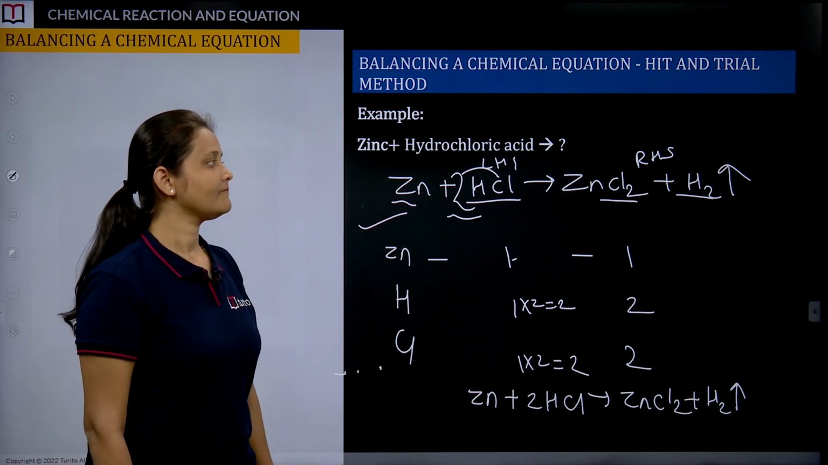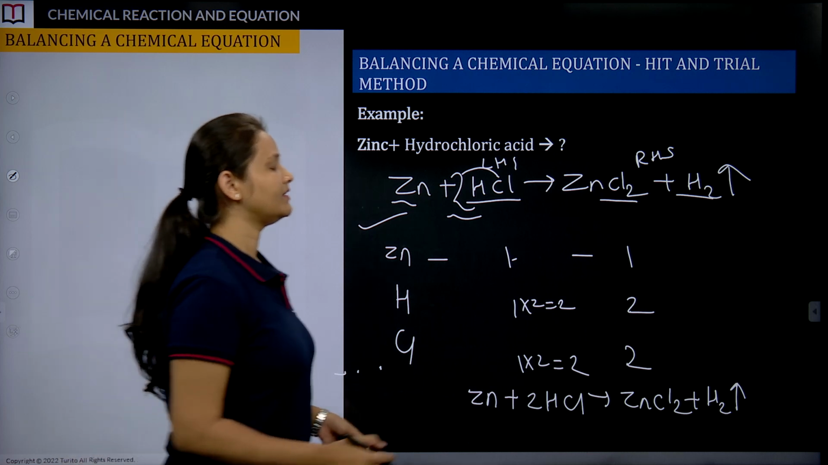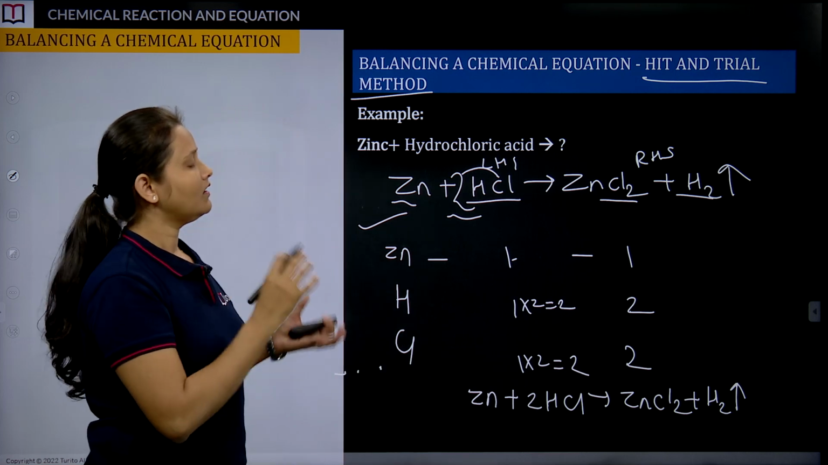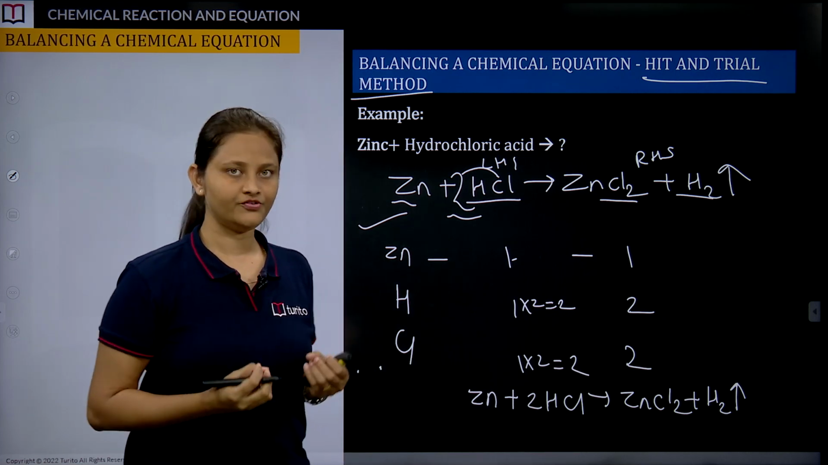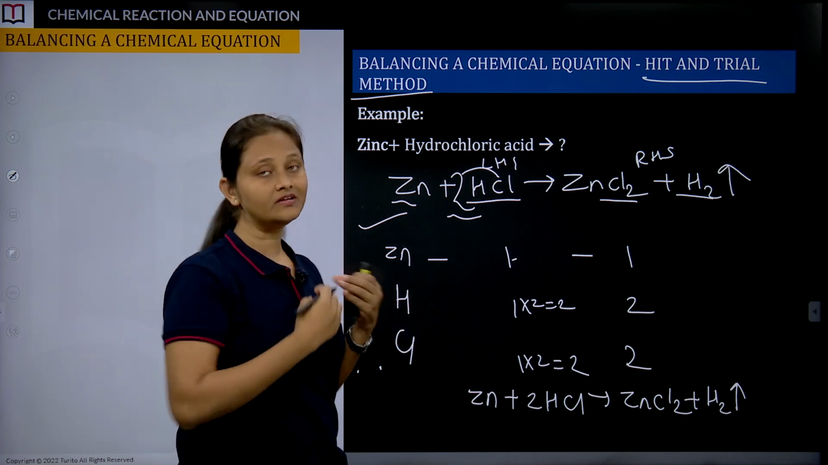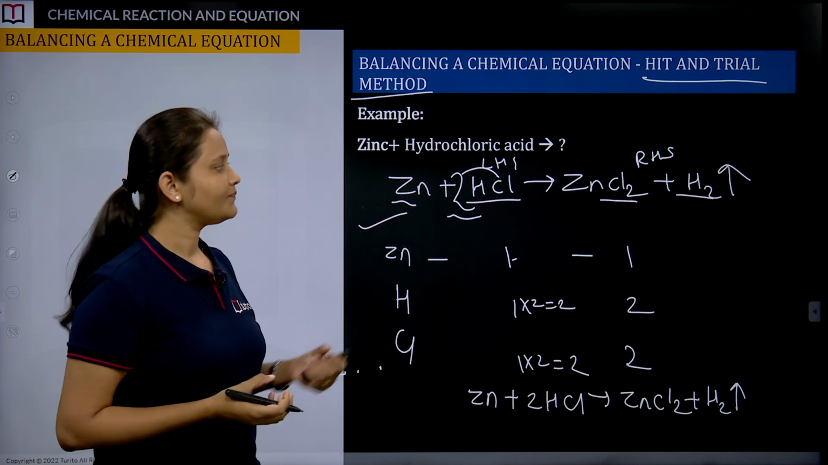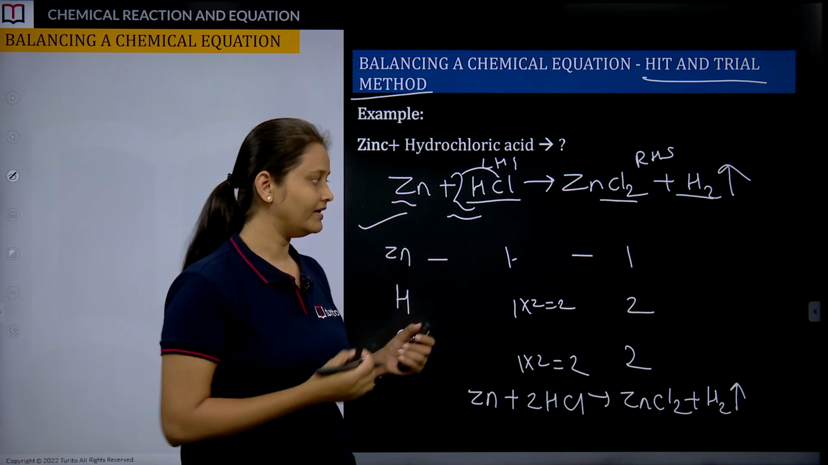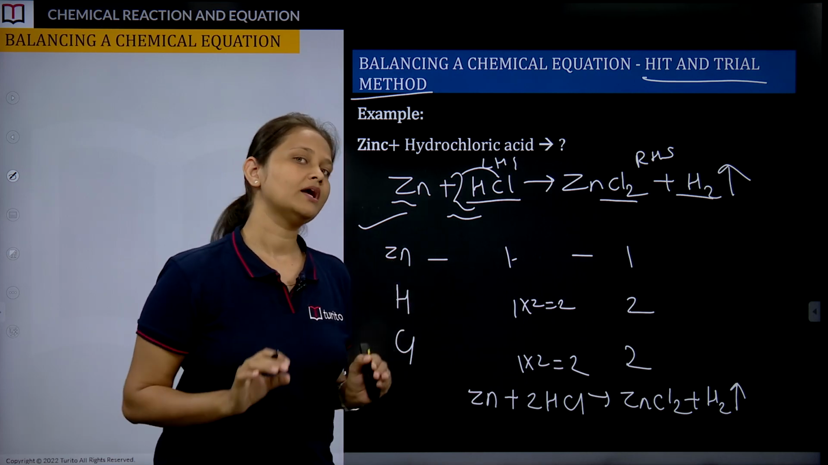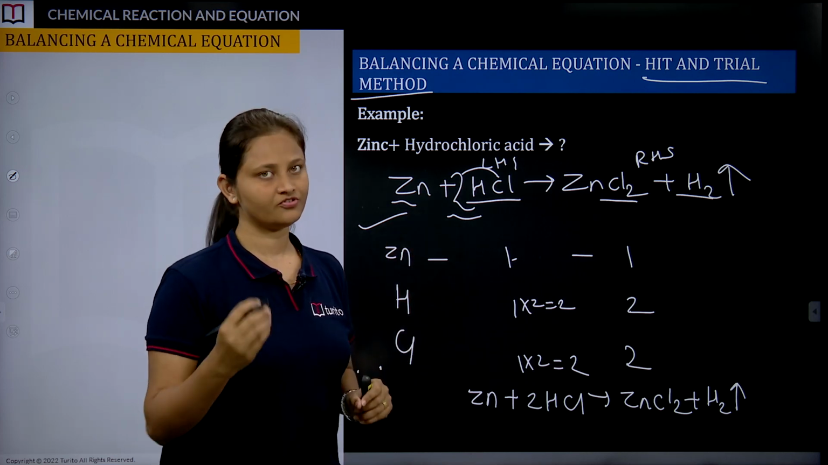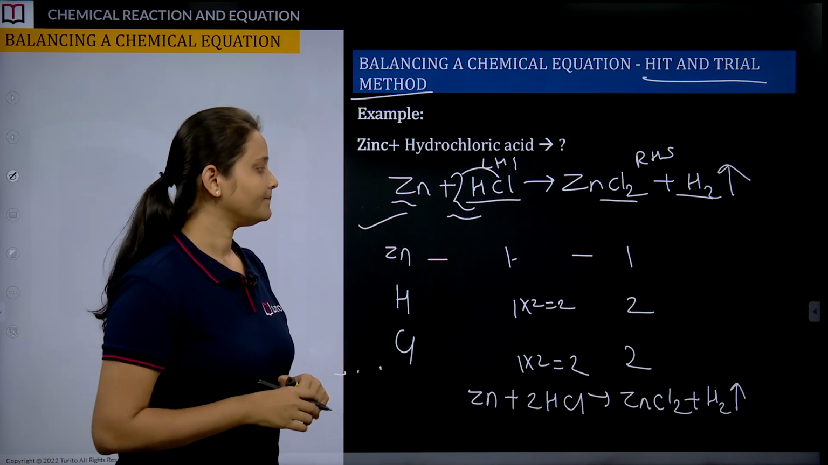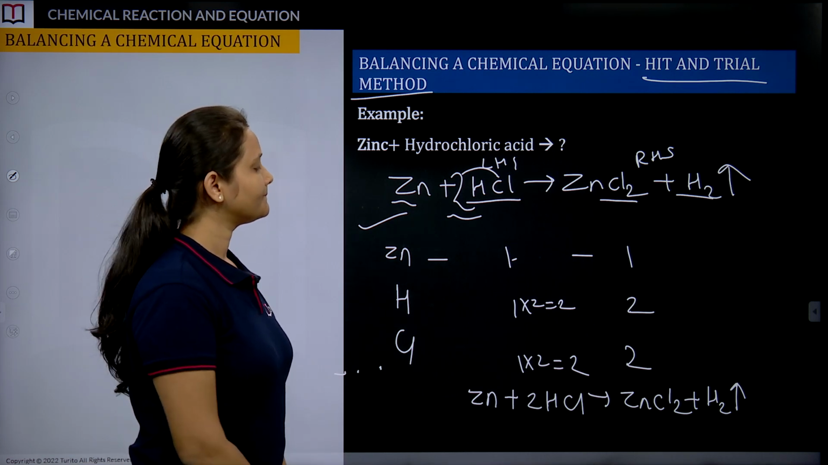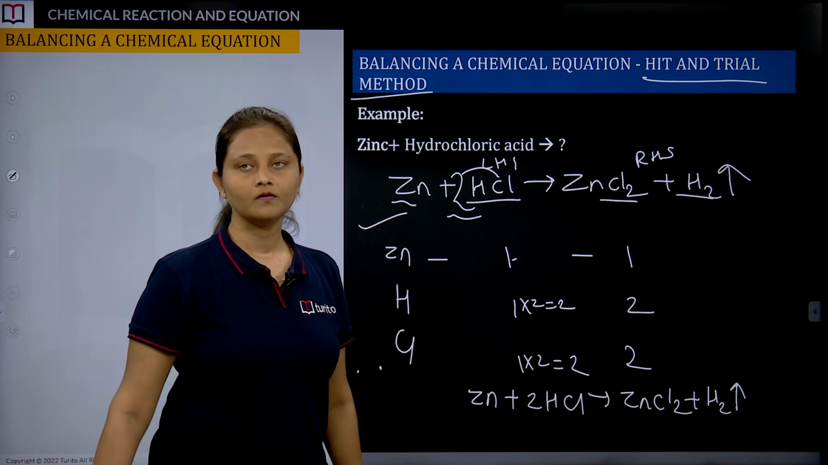This method is called the hit and trial method. If you see, the name is written here, hit and trial method. We are going to think about the stoichiometric coefficient, where we are supposed to add, where we are supposed to decrease or increase the numbers. It is a trial method. So there are chances that you will get confused while solving it. So we will just have to calm ourselves and do this calculation carefully. Okay, done? Shall we move ahead?